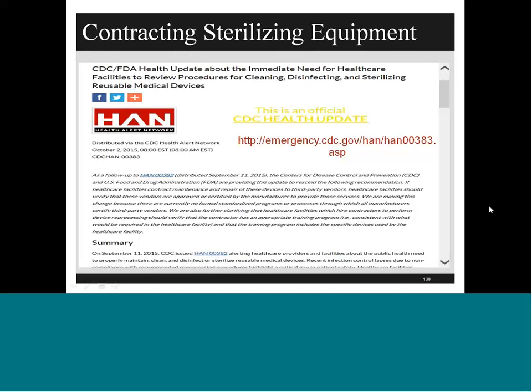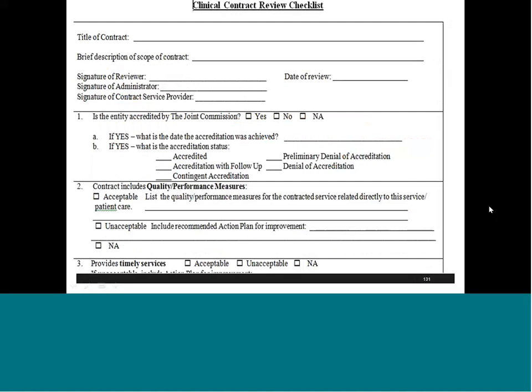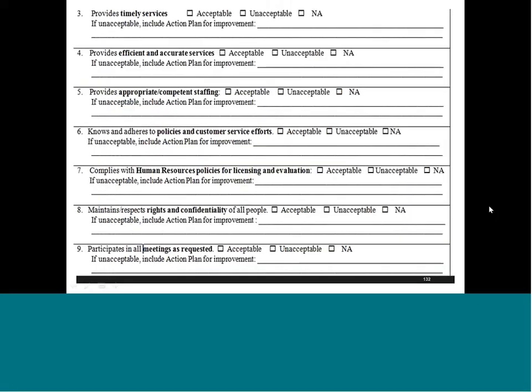CDC and FDA actually issued this. And I'm on a listserv. We started about 4 months ago, where those of us that do accreditation and regulatory issues, we talk amongst ourselves. And there has been quite a bit of activity, and a couple of hospitals were cited. So, for example, you have to decontaminate the equipment if you're sending it out to be sterilized. So here's just some examples of contract review checklists that, you know, staffing is correct.